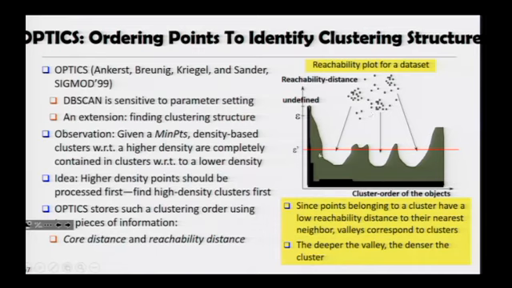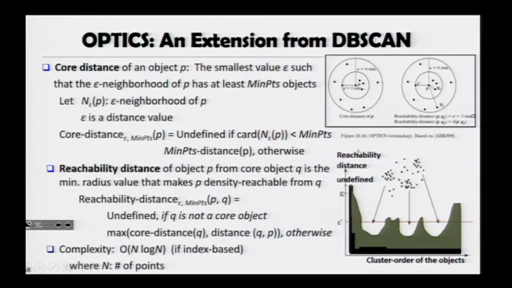So the basic idea of this OPTICS algorithm is to first look at the valleys in the data space. It tries to form the very dense clusters corresponding to the bottoms of these valleys first, and then expands to the two sides to handle the remaining parts of the data space. Now let's look at the formal definitions of the core distance and the reachability distance.